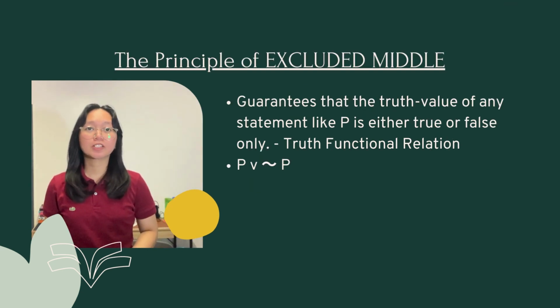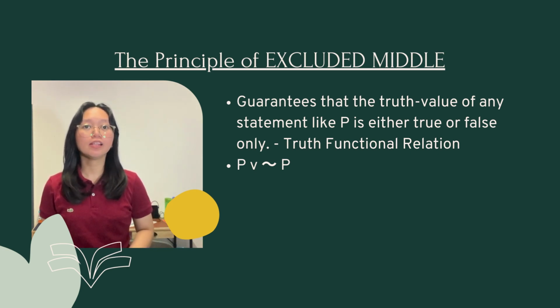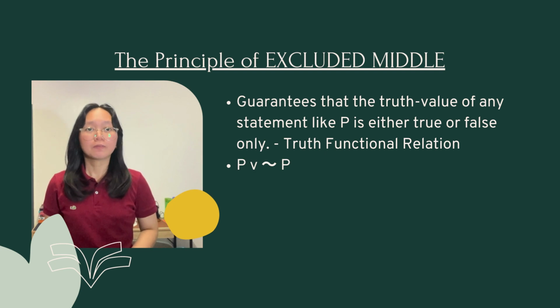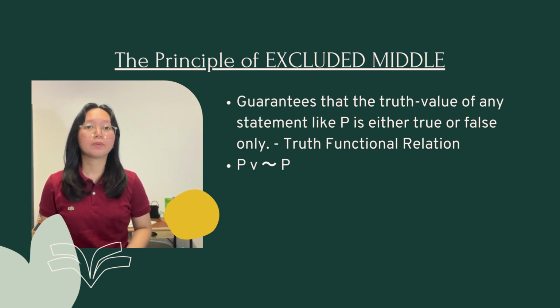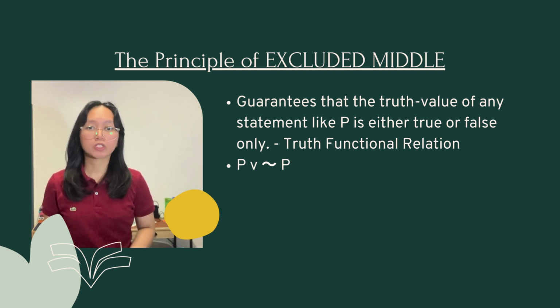Next is the principle of excluded middle, which guarantees that the truth value of any statement like P is either true or false only, and this is represented by P V tilde P. This shows that if you know that P is not true, then you also know that the negation of P is false. You know this because following the principle of identity, you know that the truth of P is stable over time so that it can only be true or false, and this is called by the logicians as truth function relation.